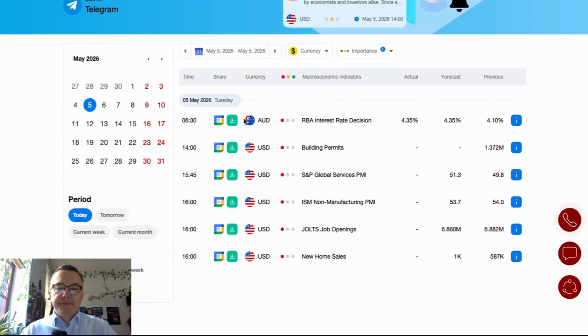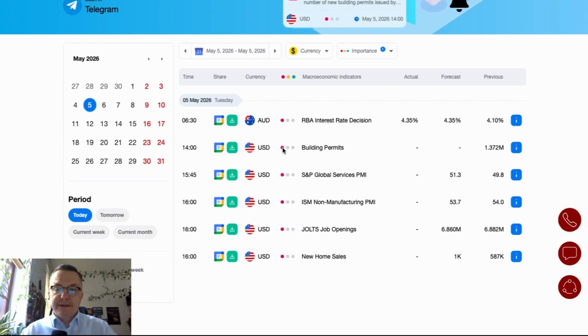Very important data releases. First off is the Reserve Bank of Australia interest rate decision. As expected, RBA hiked the interest rate from 4.10 to 4.35, and this is the actual interest rate in Australia. That's already priced in. Now, the London session looks like a non-event in terms of high impact data releases.